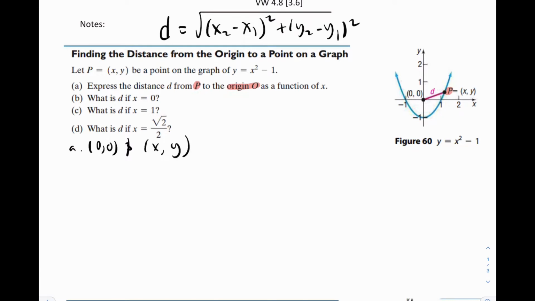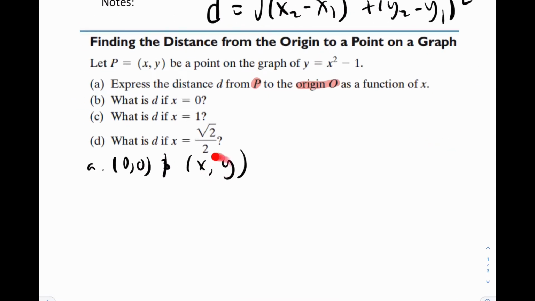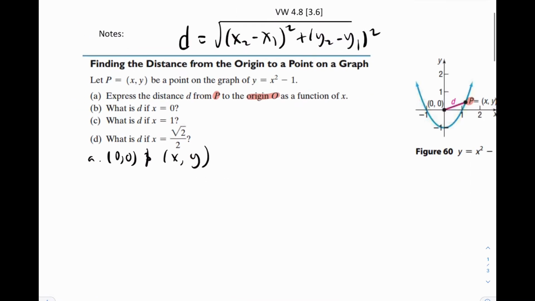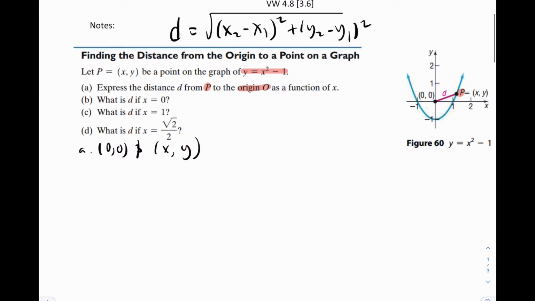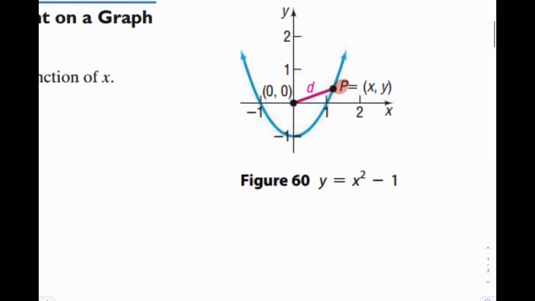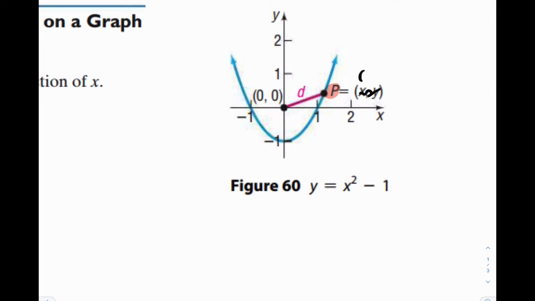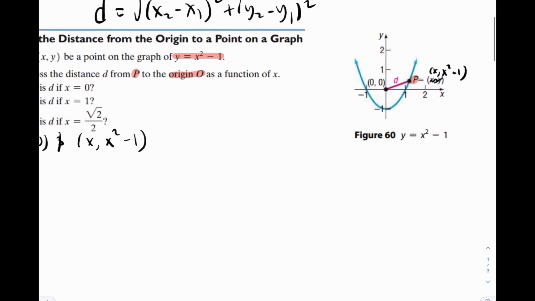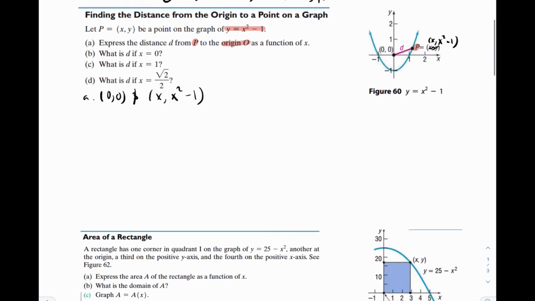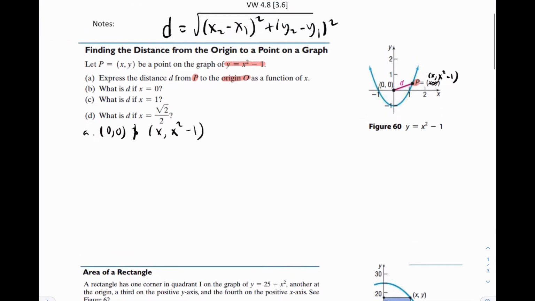Now we talked about this a long time ago, but (x, y) isn't very useful because that's two variables. So what we're going to do is use the formula they give us. That's really important. Instead of (x, y), we're going to write (x, x squared minus 1) because that is the y coordinate. That's a better way to think about this. So again, we're going to erase that and think of it as (x, x squared minus 1). And now it generates a nicer pair of coordinates that is in terms of x.